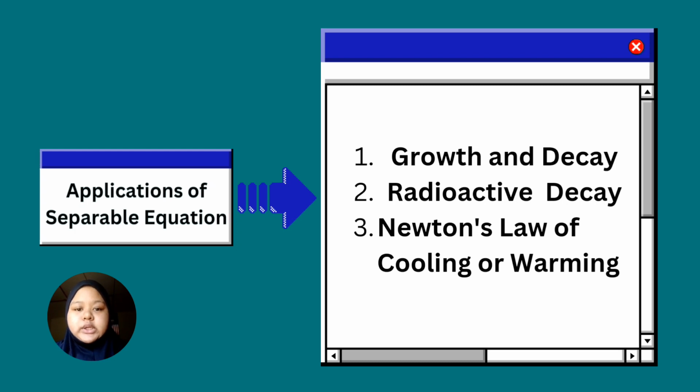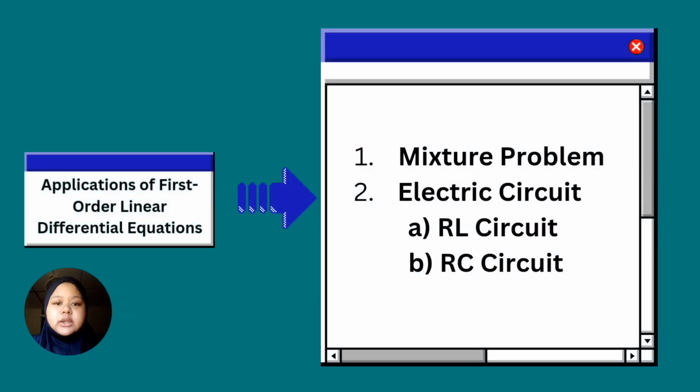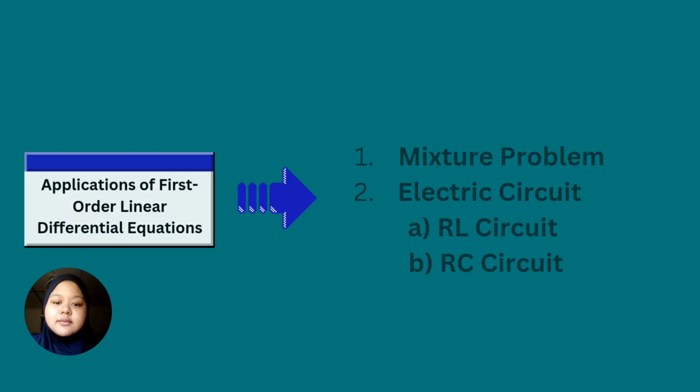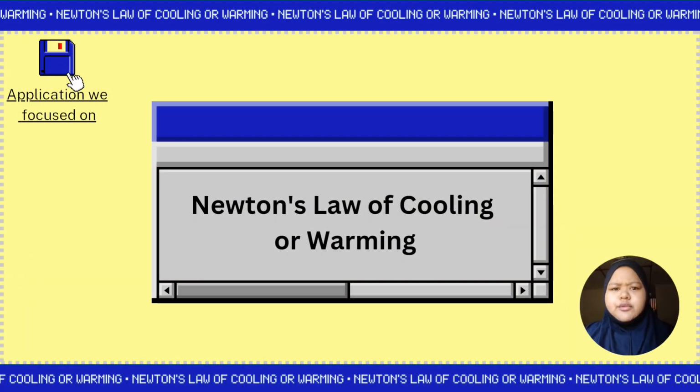Application of separable equation: 1. Growth and decay. 2. Radioactive decay. And 3. Newton's law of cooling or warming. Application of first order linear differential equation consists of two types, which are mixture problem and electricity current. Electricity current consists of two types of circuit, which are RL circuit and RC circuit. In this topic, our group decided to focus on Newton's law of cooling or warming.